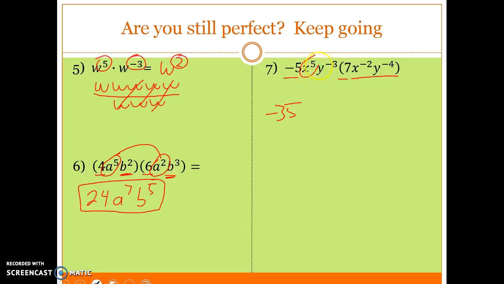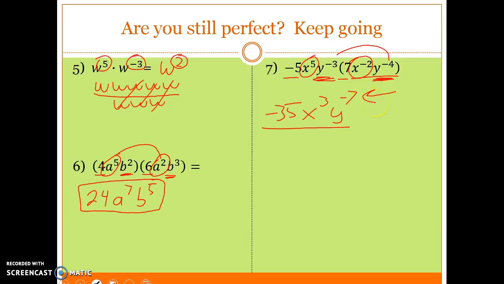Then I can multiply this x to the 5th times this x to the negative 2nd. Well, if I add the exponents, that's going to be x to the 3rd. Then if I have this y to the negative 3rd and y to the negative 4th, well, that's y to the negative 7th. And I got that by adding the exponents together. Negative 3 plus negative 4 is negative 7.